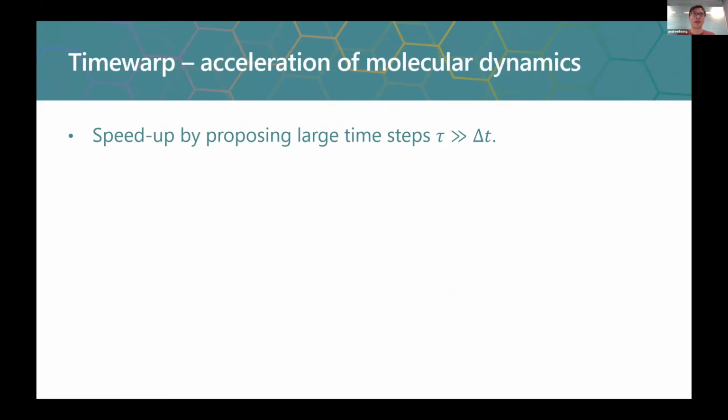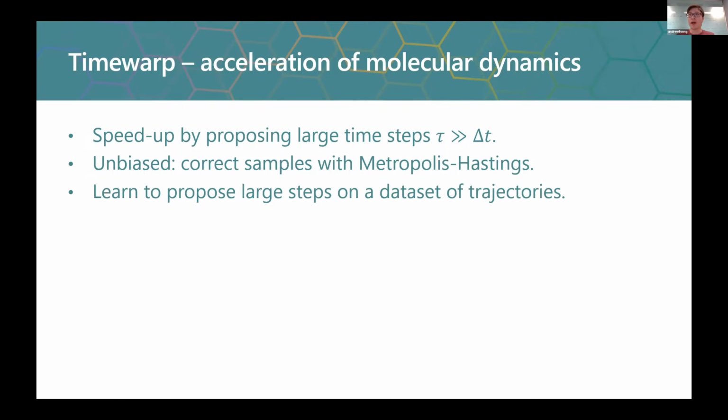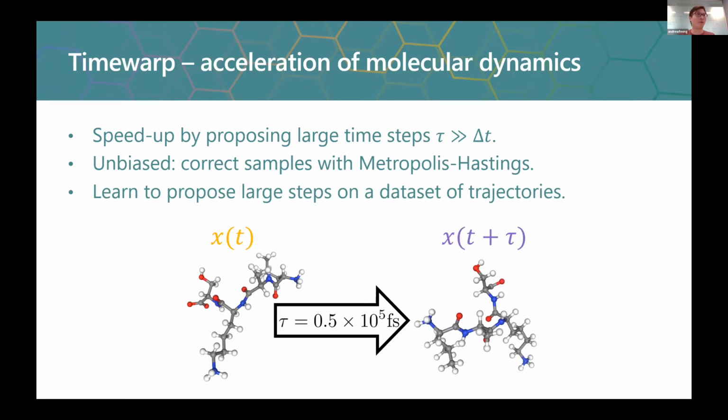What we're going to do is try to speed up molecular dynamics by proposing large time steps tau, where tau is much, much greater than delta t, where delta t is the integration time step of roughly a femtosecond. What we want to do is also make it unbiased in the sense that we're going to correct the samples that we propose using Metropolis-Hastings corrections. And we're going to learn to propose large steps on a data set of many trajectories. The hope is that we'll be able to transfer between these different trajectories. And here I'm going to show a little example of what that looks like.